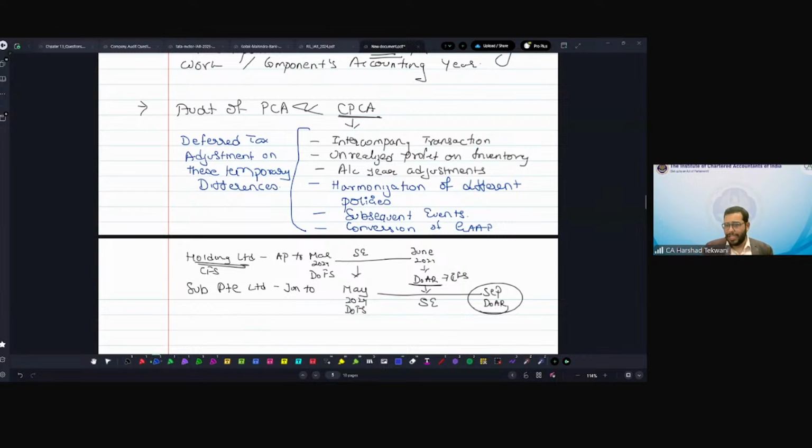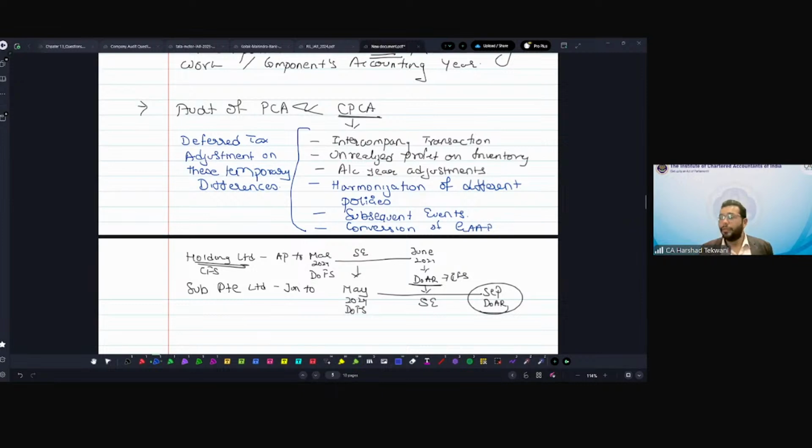Okay, again, based on the Ind AS, I'll not go into much detail, but yes, that could be one of the adjustments. Clear? So these are the things that a group auditor needs to consider.